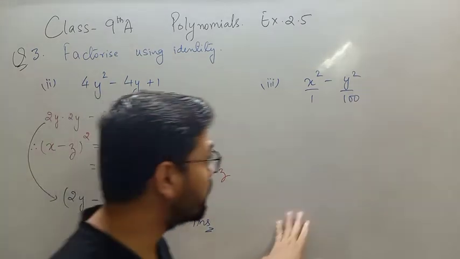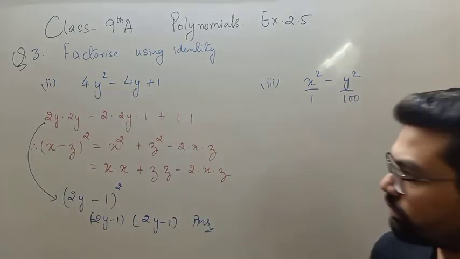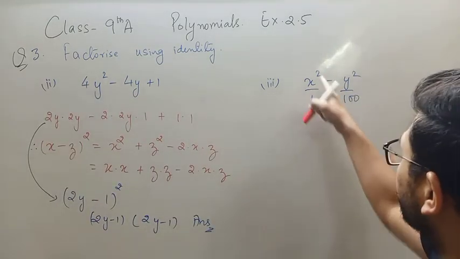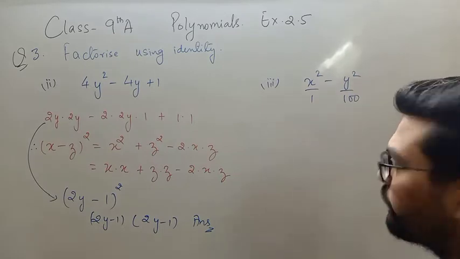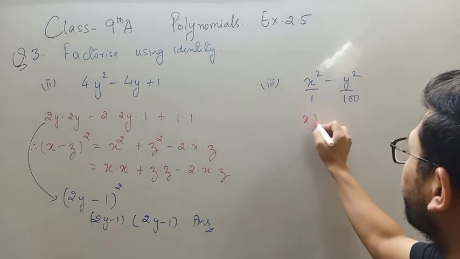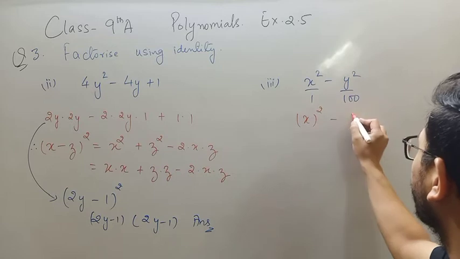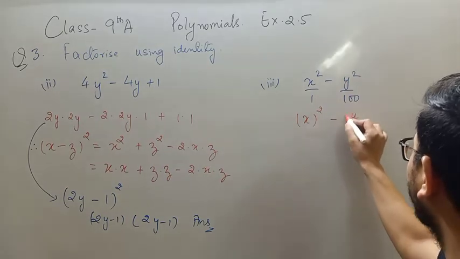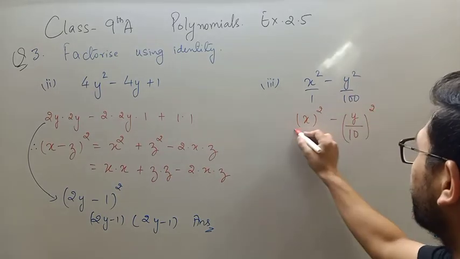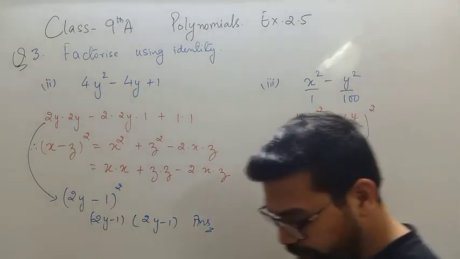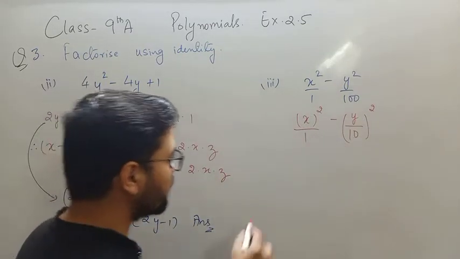Okay, now see this question. x square plus y square upon 100. Can I write it like this? Using which identity?